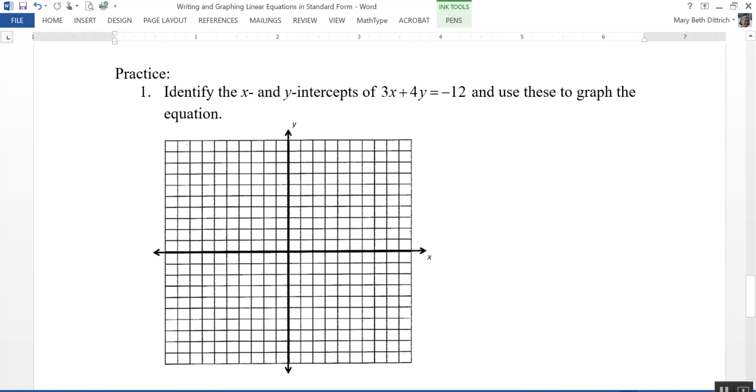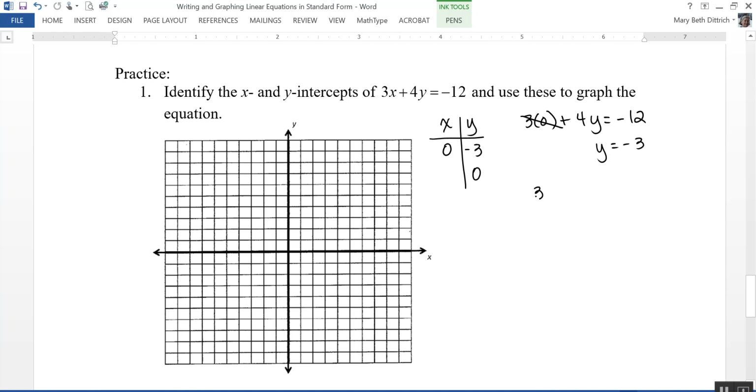Okay, so our first practice problem says to identify the x and y intercepts of 3x plus 4y equals negative 12 and use these intercepts to graph the equation. So I basically want to find out what is y when x is 0 and what is x when y is 0. So plugging in 0 for x, that's going to give me y equals negative 3.